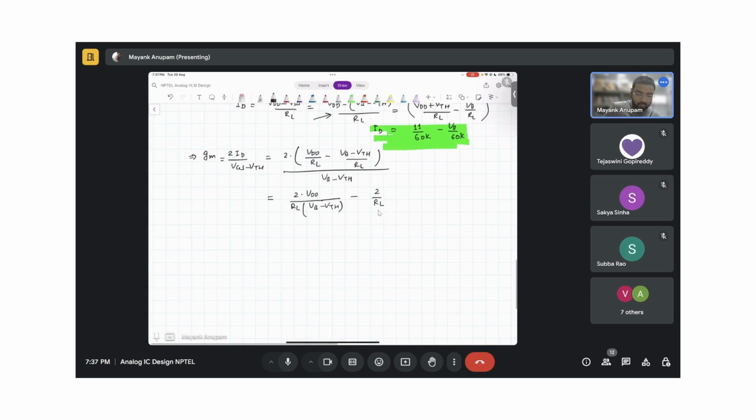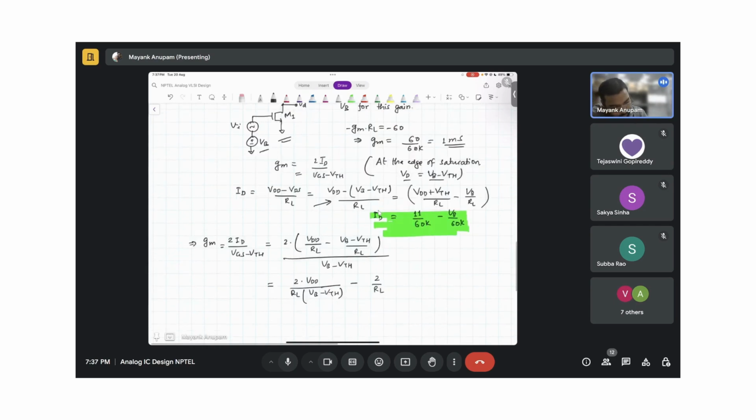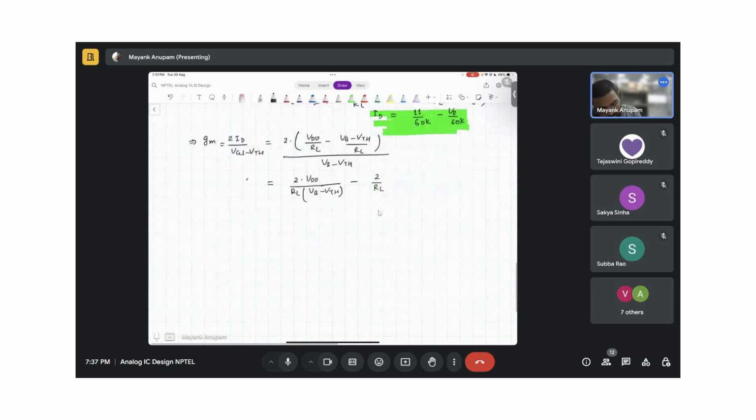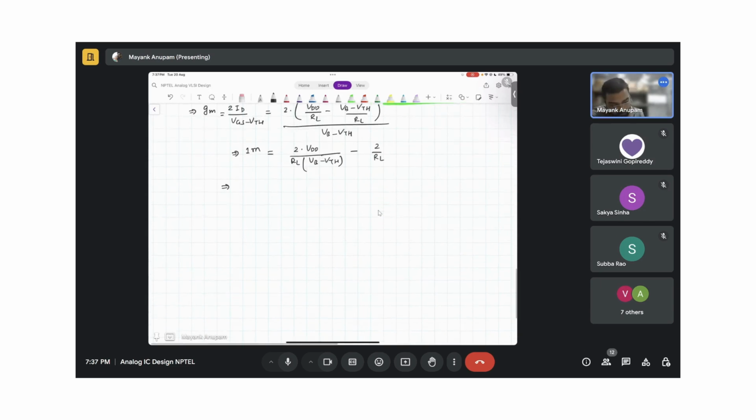Right? Yes, so this should be equal to how much? We know that GM is equal to, already found, 1 millisiemens, right? Has to be 1 milli. So solve this. How will I solve this? Send RL to the opposite side, right? So 1 milli into RL.